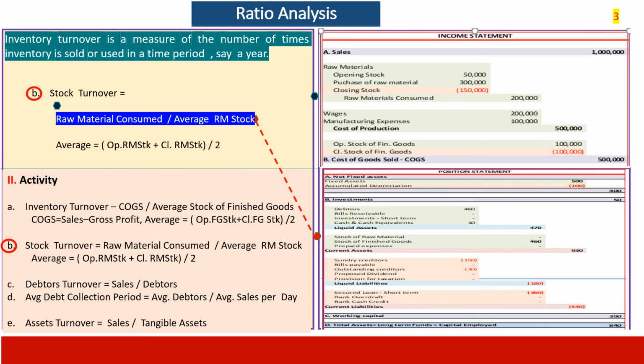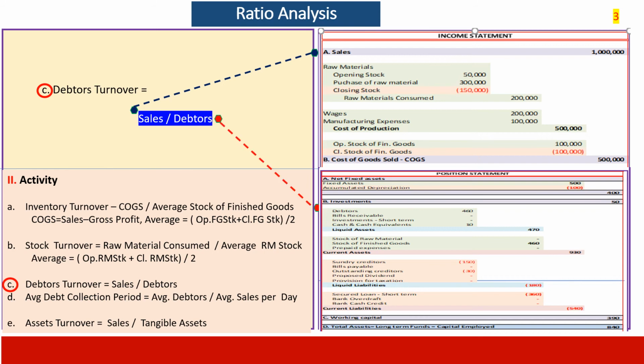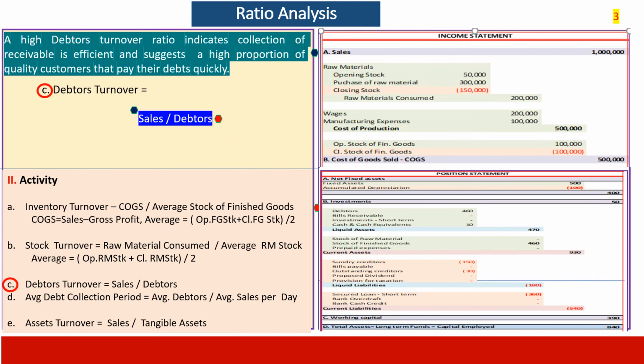We have the second ratio, stock turnover ratio. Stock turnover ratio is raw material consumed divided by average raw material stock. Same logic. Third is debtors turnover. Normally, debtors come from only credit sales. Sales divided by debtors. We presume we take credit sales only. Here we presume full sales to be credit sales. Sales divided by debtors is debtors turnover.